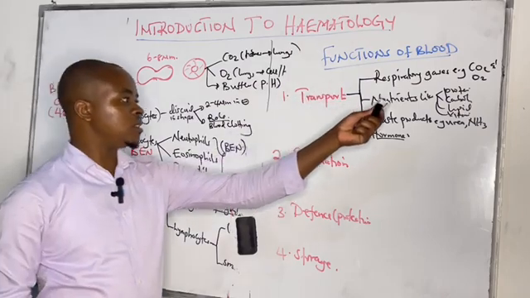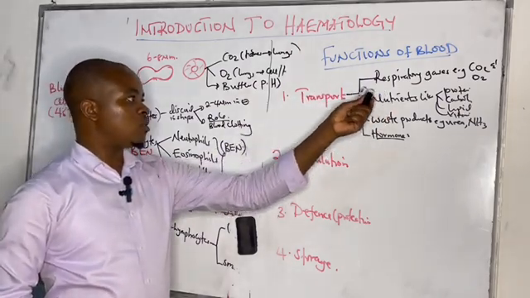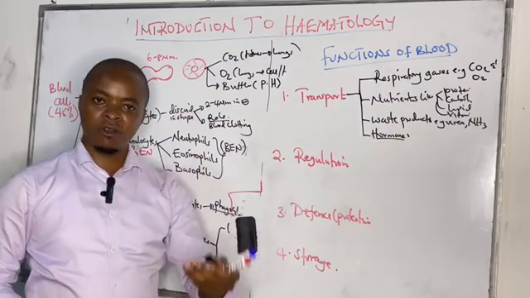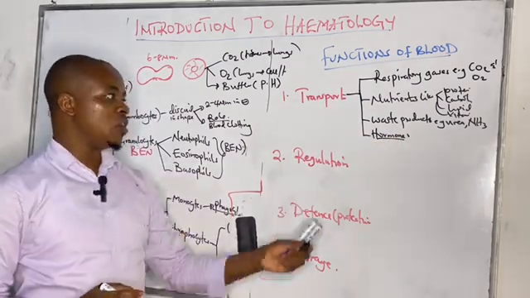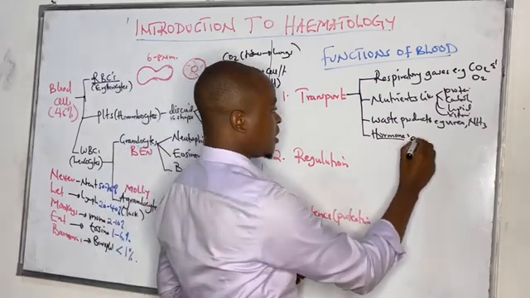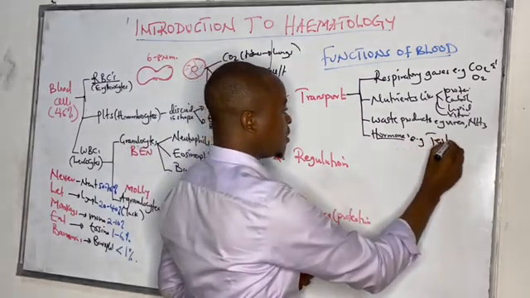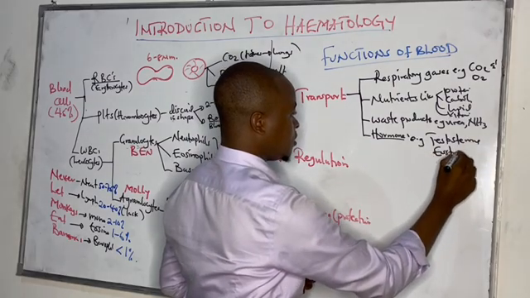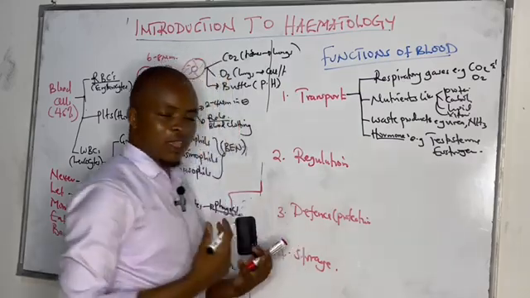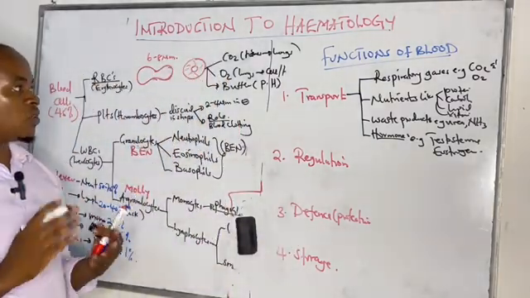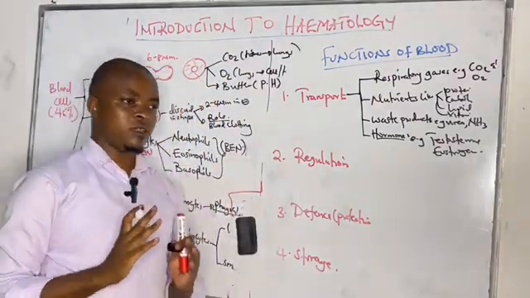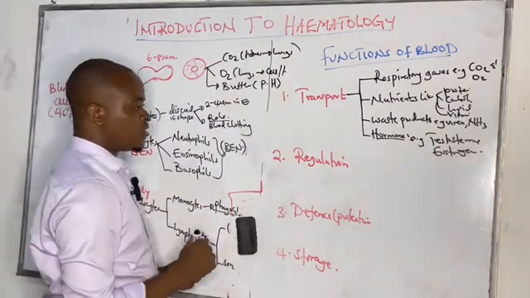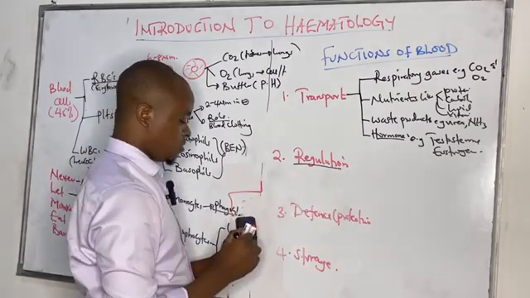So these are 4 points. Point number 1, transport of respiratory gases; transport of nutrients; transport of waste products of metabolism; and transport of hormones, and you give an example, like testosterone, estrogen, and more others. So you give at least 2 examples, because the question can come saying outline 10 functions of blood. After looking at the function of transport, the second one is regulation.